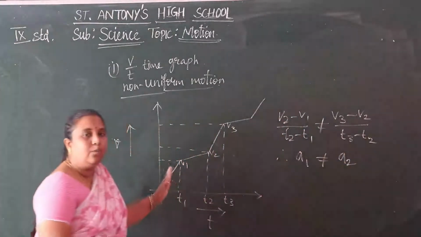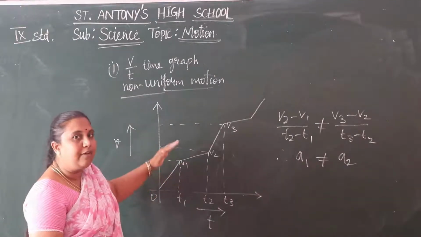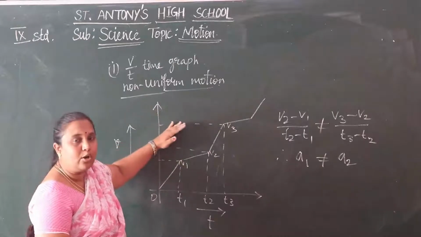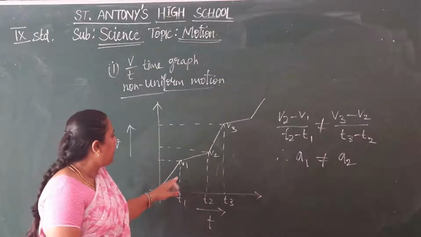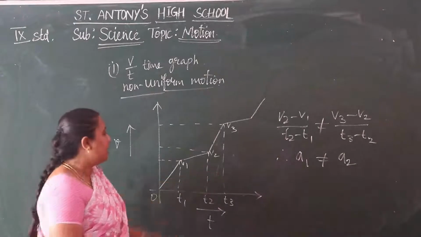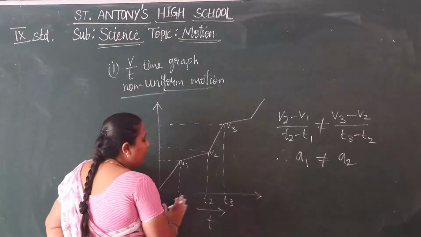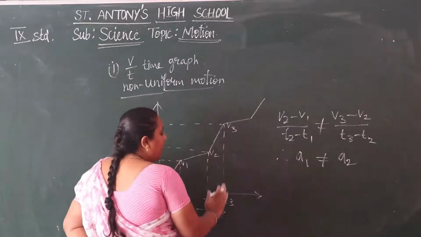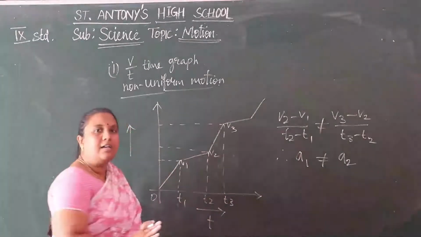For that we are calculating the average velocity of the body that moves in a direction with non-uniform motion, non-uniform velocity. So here we want to find the average velocity. We can't find the velocity as it is. Why? Because the acceleration (v2 − v1)/(t2 − t1) is different from (v3 − v2)/(t3 − t2). The accelerations in these two places are different.